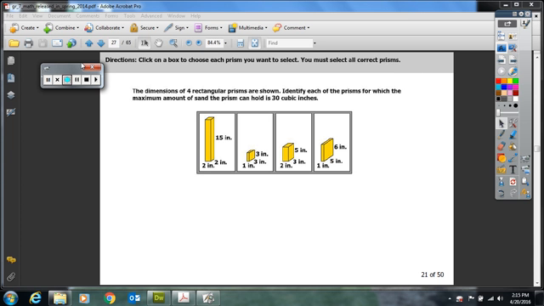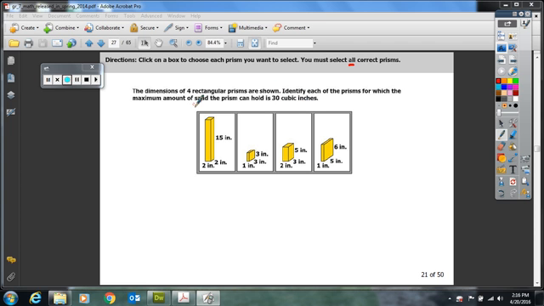All right, so question number 21 from the 2014 Math 7 SOL test has directions at the very top saying click on a box to choose each prism you want to select, and you must select all correct answers. That's kind of a little clue that there may be more than one answer that we'll be choosing. So it goes on to say the dimensions of 4 rectangular prisms are shown. Identify each of the prisms for which the maximum amount of sand the prism can hold is 30 cubic inches.